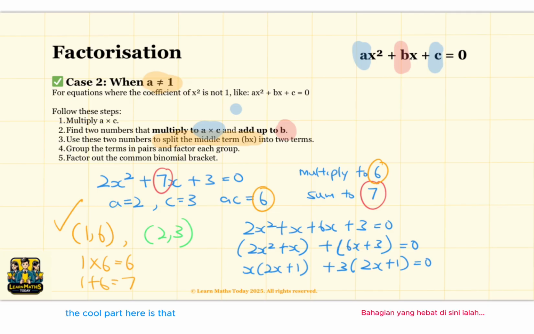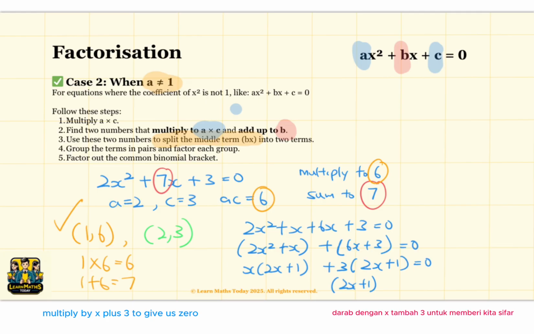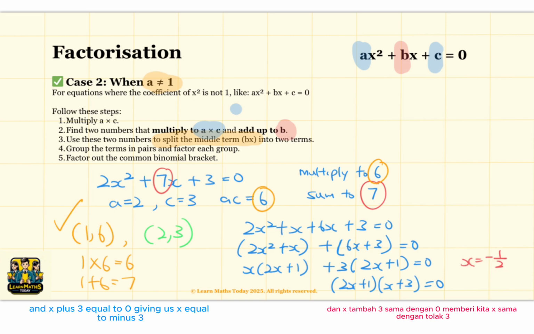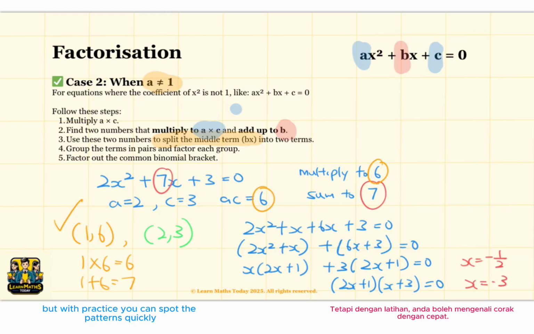The cool part here is that both groups have the same bracket, 2x plus 1. Now we can factor this out to give us 2x plus 1 multiplied by x plus 3 equals 0. Here we solve 2x plus 1 equals 0, giving us x equals negative half, and x plus 3 equals 0, giving us x equals minus 3. This method might seem long, but with practice, you can spot the patterns quickly.